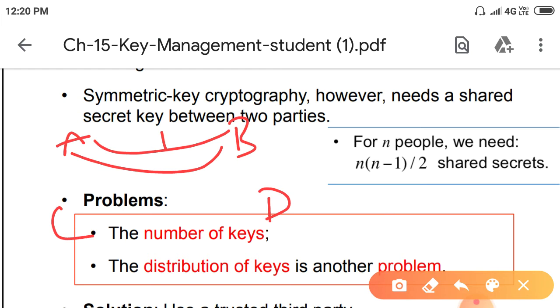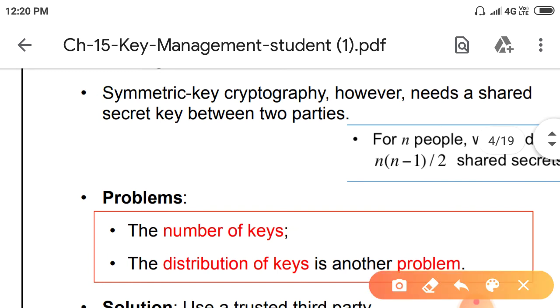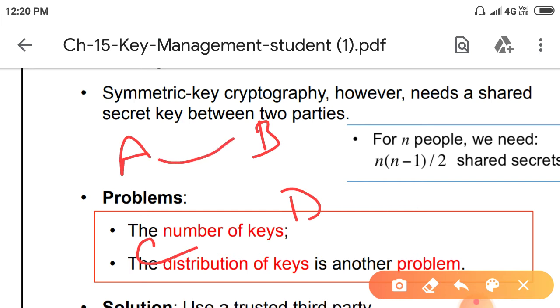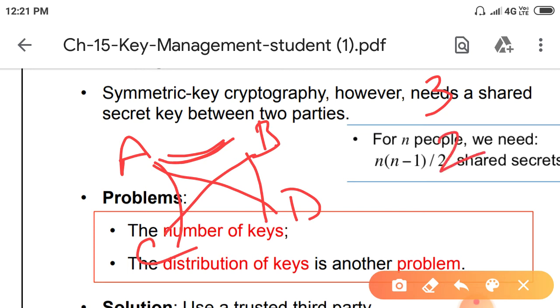Next, if A, B, C, D, these four people want to communicate with each other, now we'll see how many session keys we need. A wants to communicate with B, one key, and then A wants to communicate with C, and A with D. So in total three keys we need for A. Now B. The A-B session key is already established, so no need for another key. For B, two more session keys.